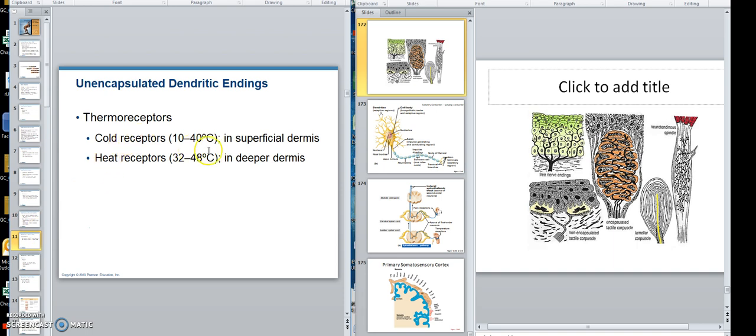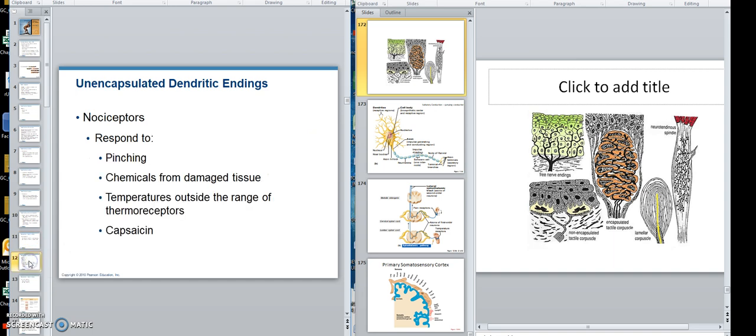Thermoreceptors. You have cold receptors in the superficial dermis and heat receptors in the deeper dermis. See, heat can travel further down. Nociceptors respond to pinching, chemicals from damaged tissue, various things. These are pain receptors, like acid on the skin.